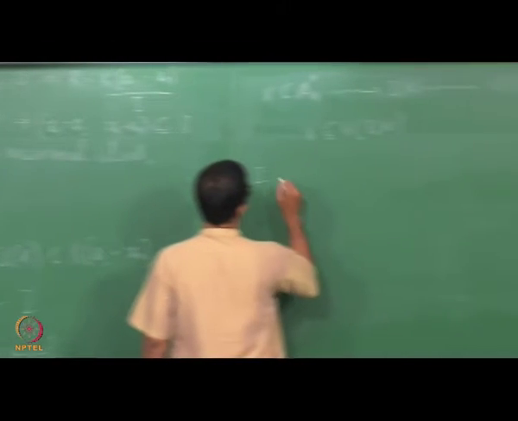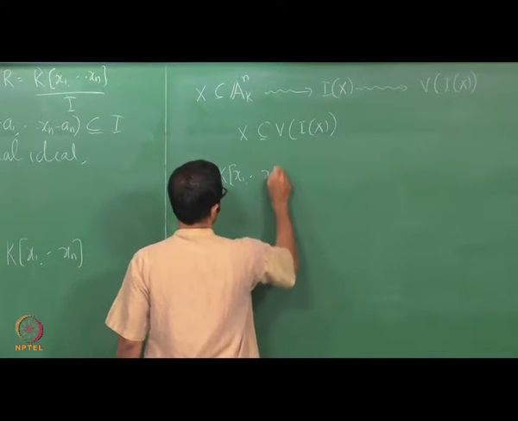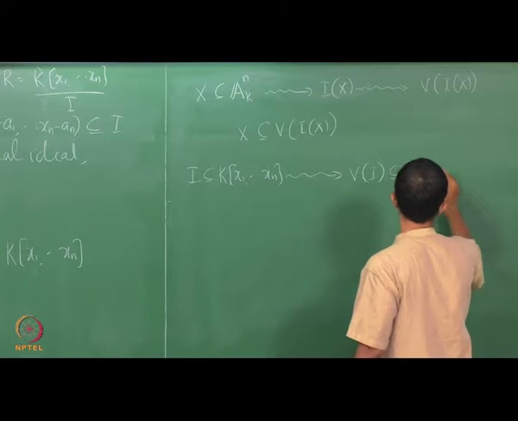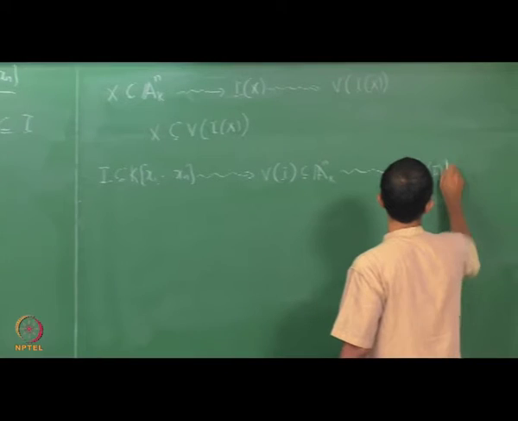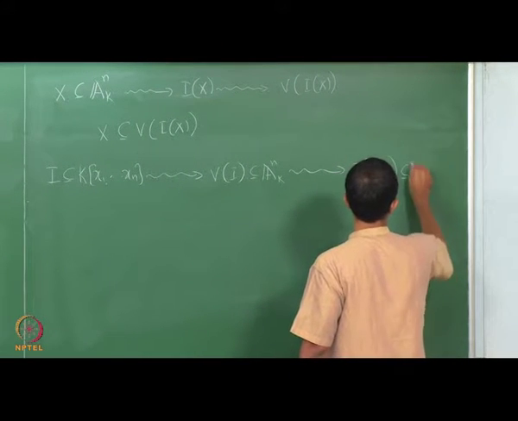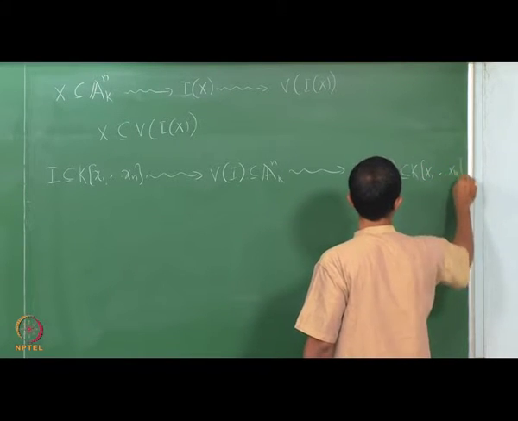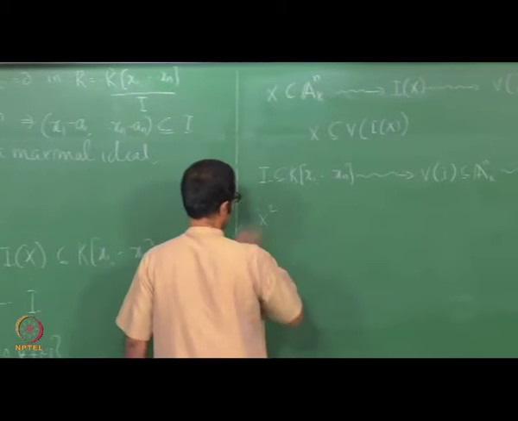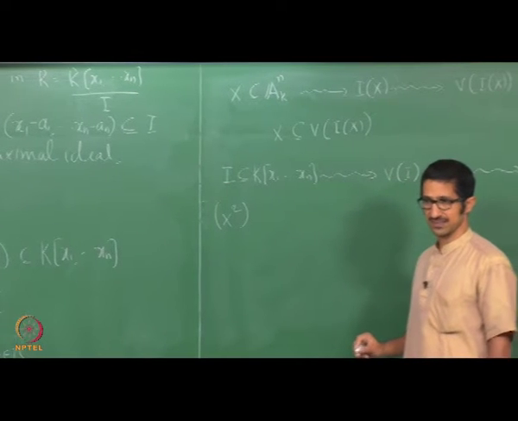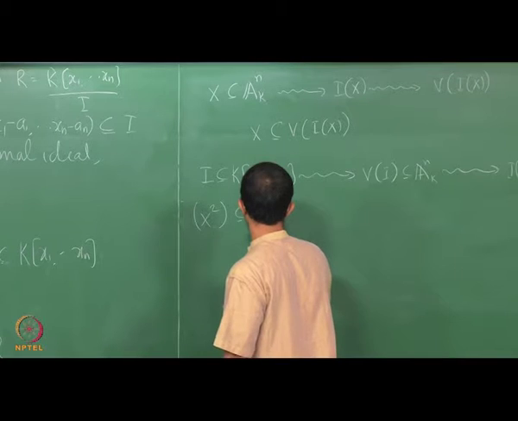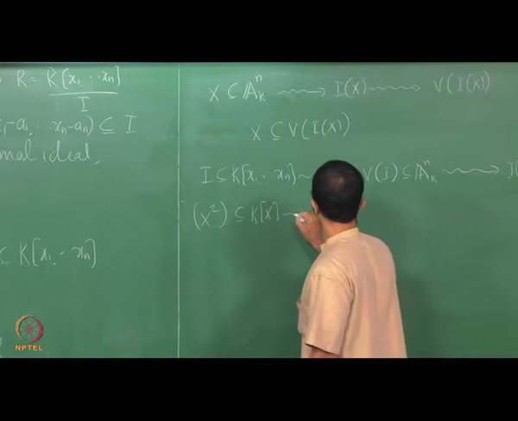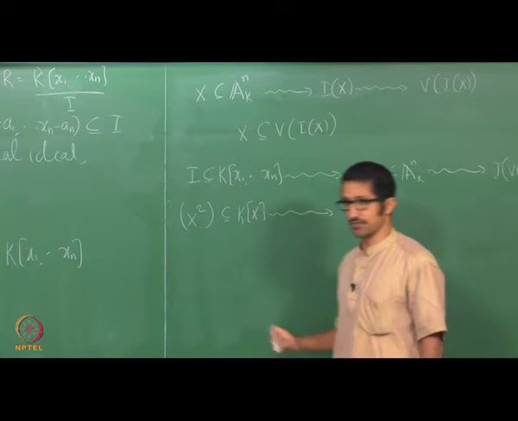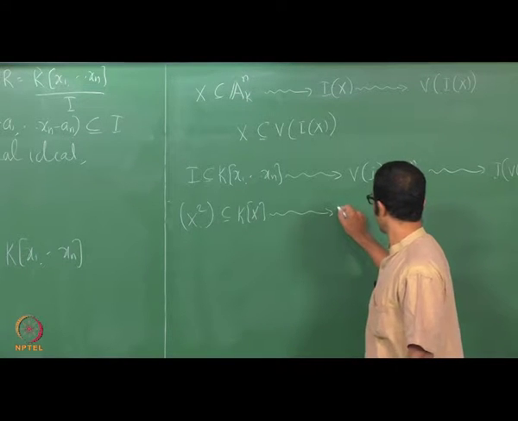Let's look at the other one. I start with an ideal I in K[x1, ..., xn]. I have V(I), which is a variety in A^n(K), and then I get back to I(V(I)) in K[x1, ..., xn]. Let's start with a simple example here. Suppose I take the ideal (x^2) in K[x]. What is the zero set here? All elements which vanish on all elements of the ideal. What would be V(I)?